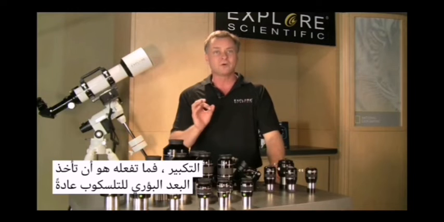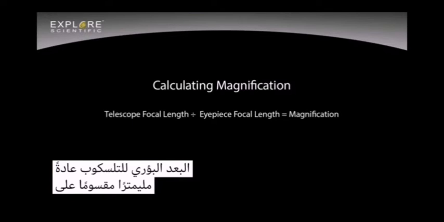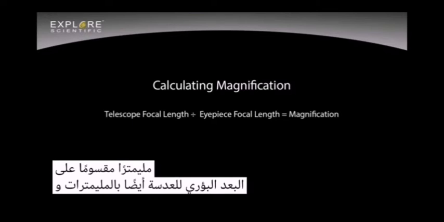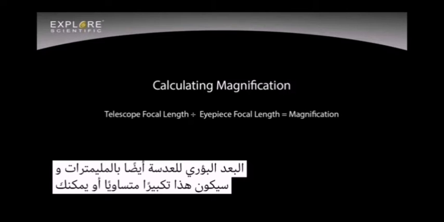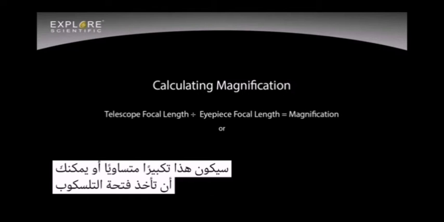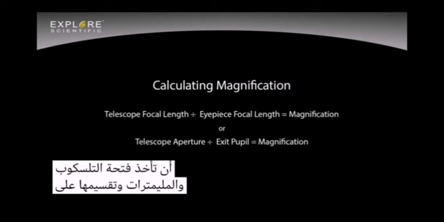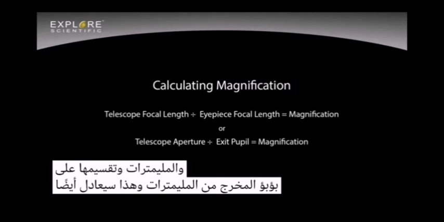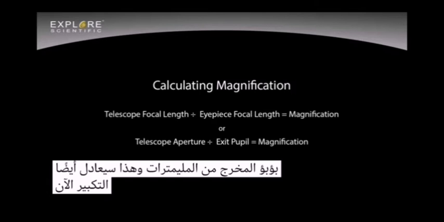This is how we calculate magnification. You take the telescope focal length, usually in millimeters, divided by the eyepiece focal length, also in millimeters, and that will equal magnification. Or you can take the telescope aperture in millimeters and divide it by the exit pupil in millimeters, and that will also equal the magnification. Now we'll discuss exit pupil.